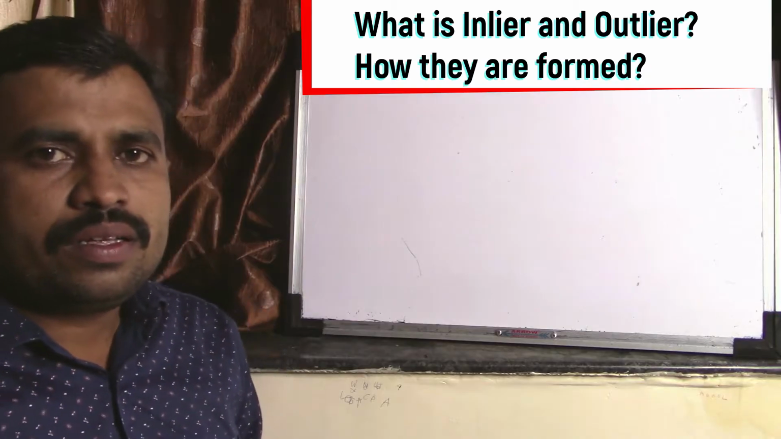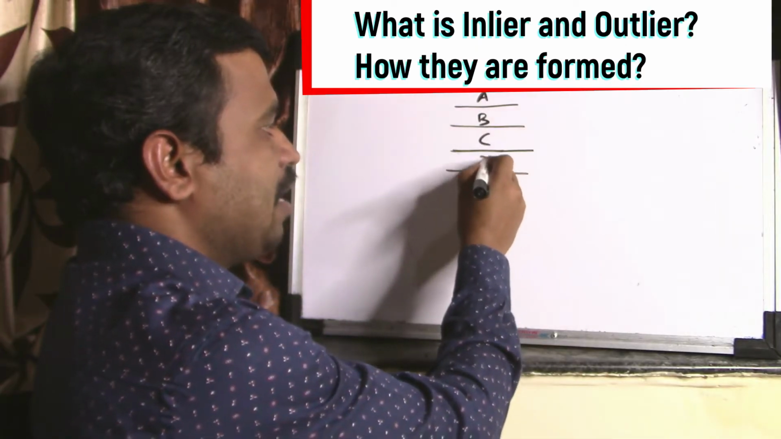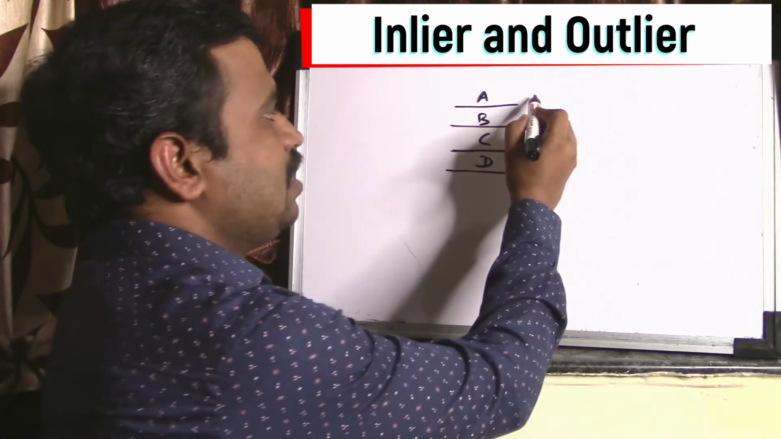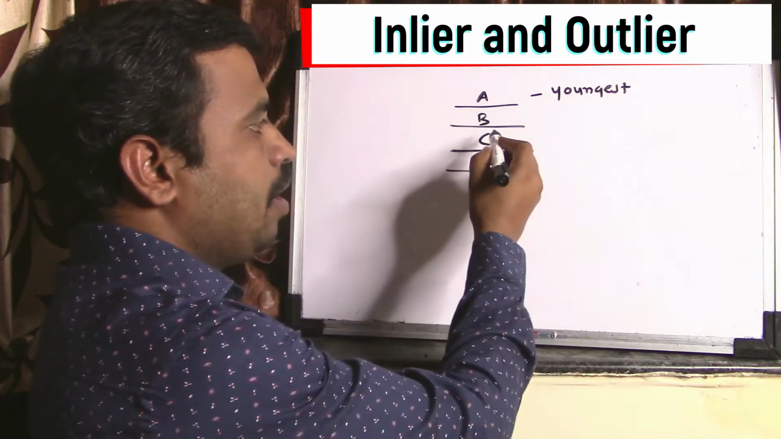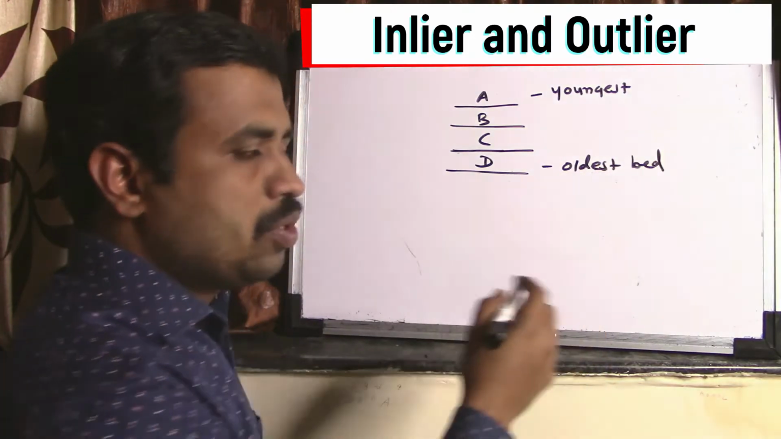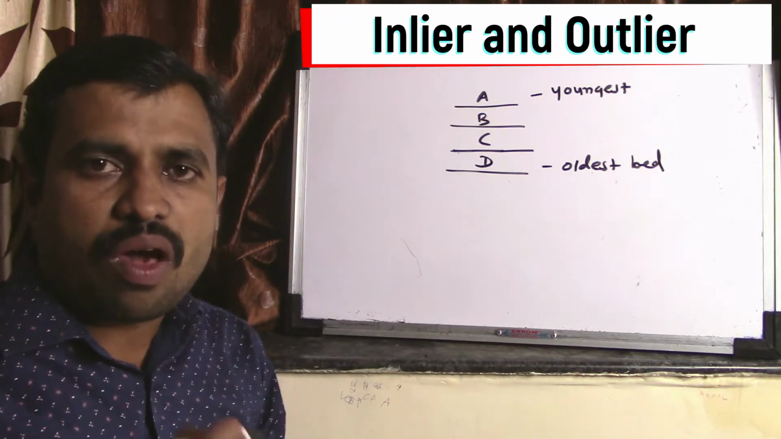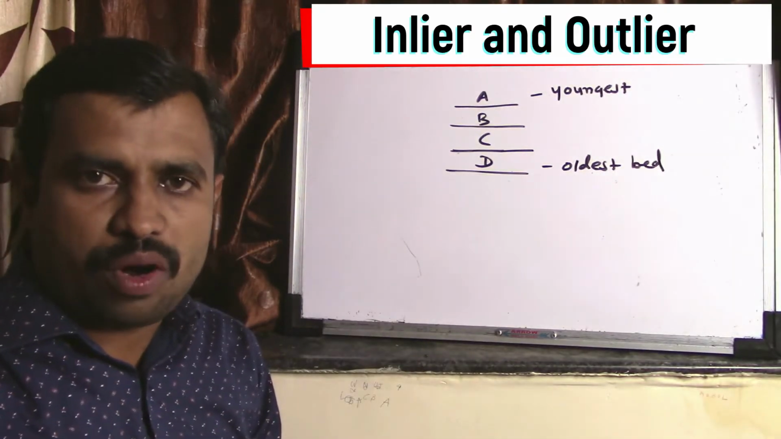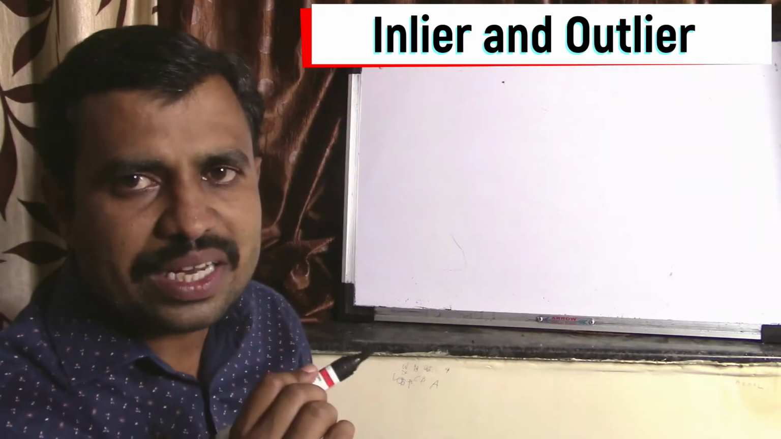Suppose we know the order of superposition. This is A bed, this is B bed, this is C bed, and this is D bed. You see, this is a sequence. In this sequence, A is the youngest bed and D is the oldest bed. So this is the general sequence of stratigraphy, also called the order of superposition. Youngest bed at the top and oldest bed at the bottom. So first we will discuss what is outlier.